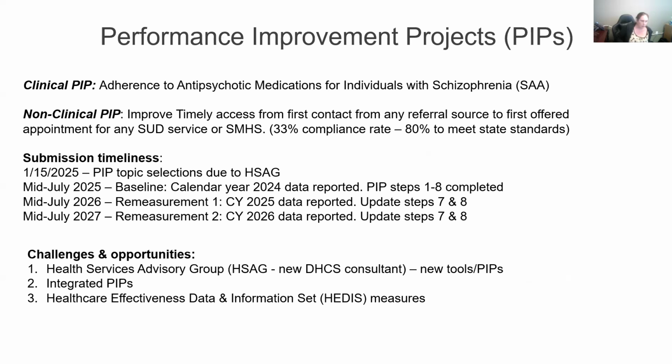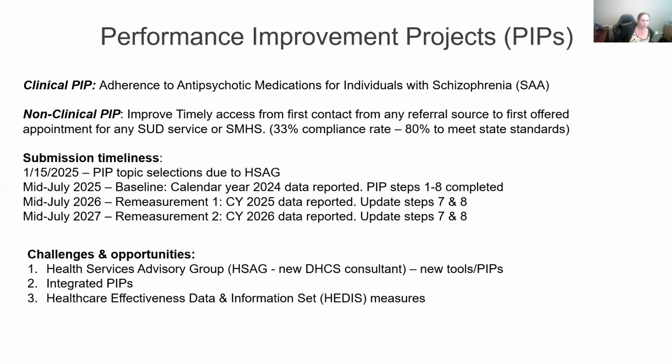Performance improvement projects. We are struggling with them, and I'll get into that, but we've selected for our clinical PIP adherence. We're going to measure our adherence to antipsychotic medications for individuals with schizophrenia. And then for our non-clinical PIP, we're going to work on improving the timely access from first contact from any referral source to first offered appointment for any SED or specialty mental health services.